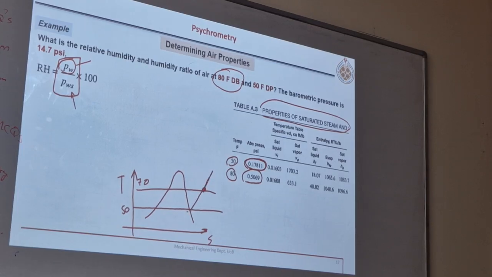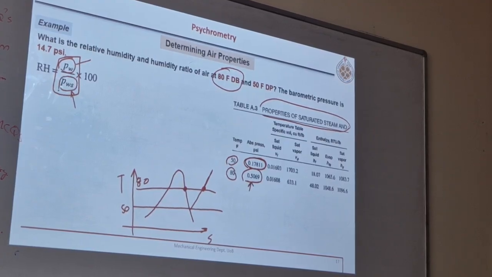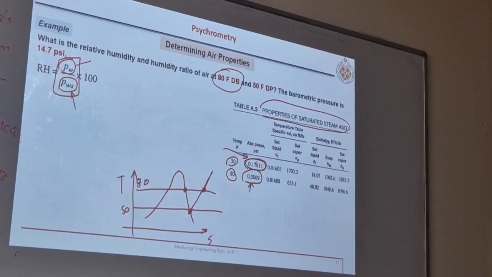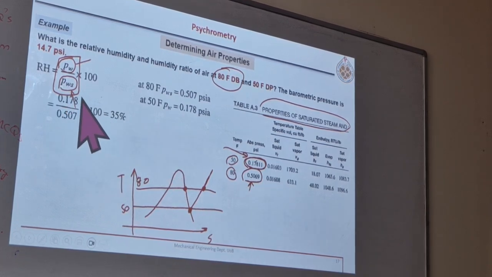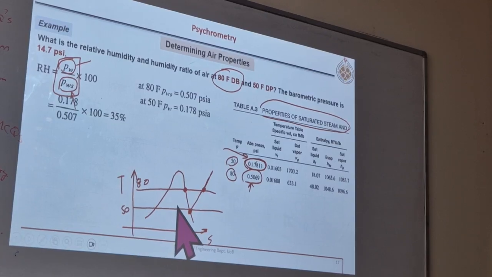That is 70, that is 50. So this one, 80, sorry, 80 and 70. So at 80, this is PWS, and this one is equal to this one. That's how you will find relative humidity. Just put values of these pressures and multiply by 100, because we show relative humidity in terms of percentage.